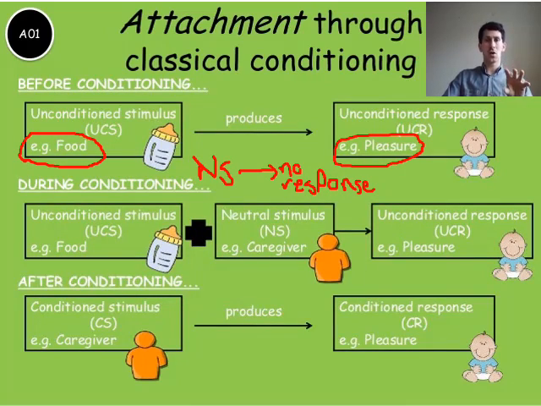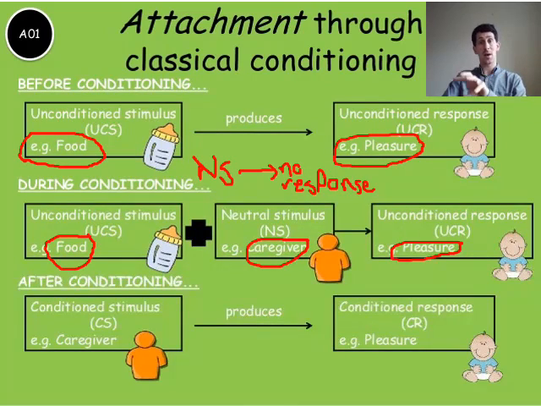Then the conditioning starts to begin. We've got the unconditioned stimulus, which is the food, and now it's being brought to the child by the neutral stimulus, the mother. That brings about the unconditioned response of pleasure. The child's still getting the pleasure because it's getting the food. This happens over and over again, and what happens is the child begins to associate the food with the mother.